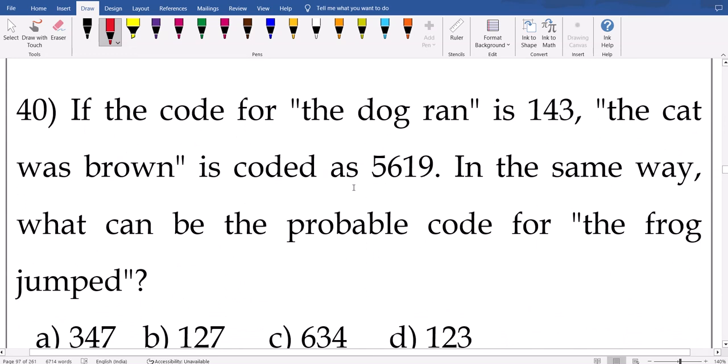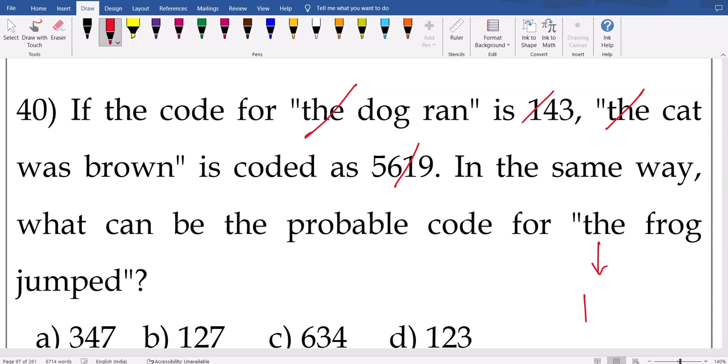Next one again, see: the dog ran, 143. The common in both of these two is the word "the". "The" is nothing but one. Fine, good. Now here, the frog jumped. "The" means nothing but one.